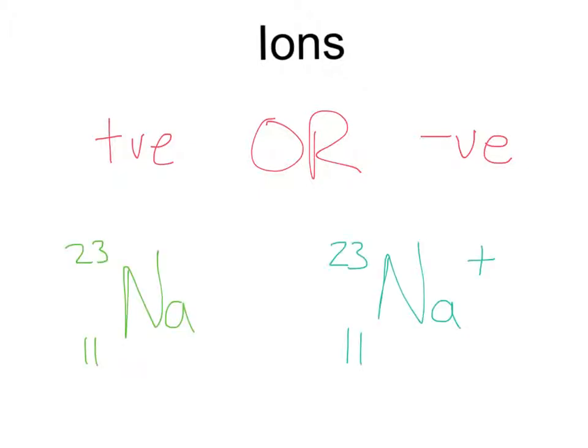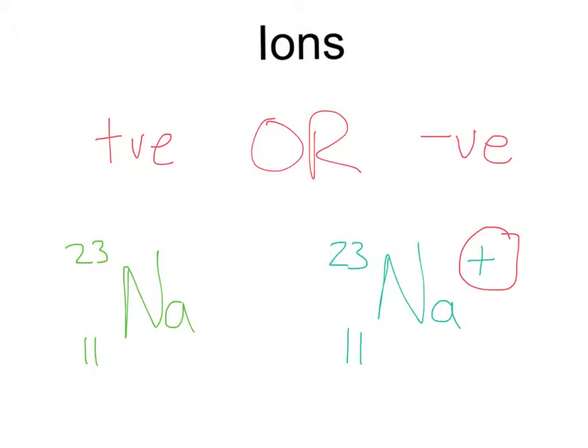Here we have 2 different atoms of sodium. Notice their atomic number and mass number are both identical. However, the second sodium atom has a plus drawn in. This is to demonstrate that it has lost an electron. So electrons carry a negative charge. Losing an electron means that the atom is left with a positive charge, and we show this by putting a plus after the atom.